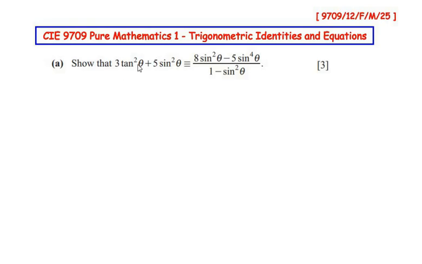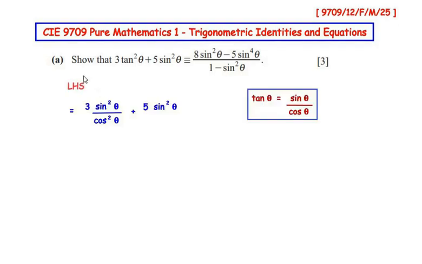Show that 3 tan squared theta plus 5 sin squared theta is equivalent to (8 sin squared theta minus 5 sin to the power of 4 theta) over (1 minus sin squared theta). So here we have to basically prove that the left hand side is equivalent to the right hand side. So I'm going to start with the left hand side terms and try to prove it equal to the right hand side. Now for the left hand side, we have to make use of certain trigonometric identities, starting with tan theta is equal to sin theta over cos theta.